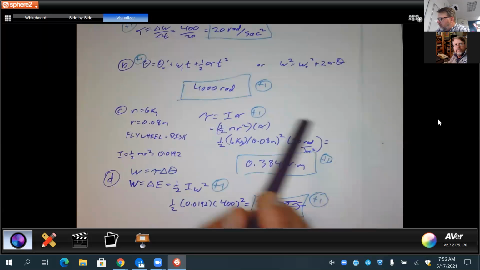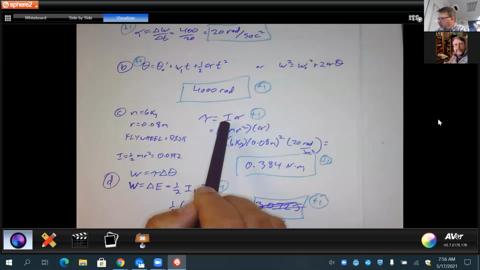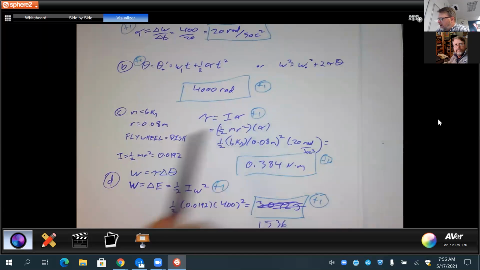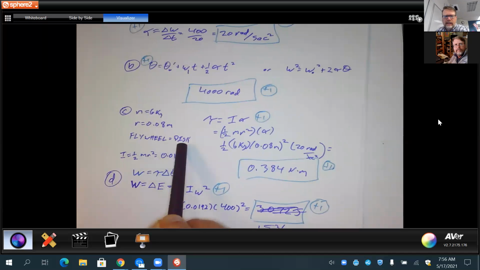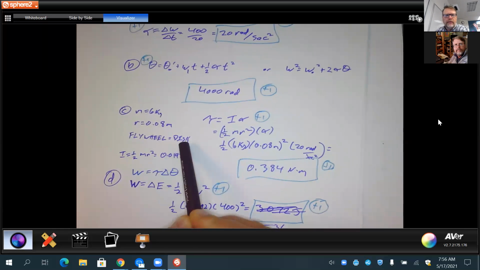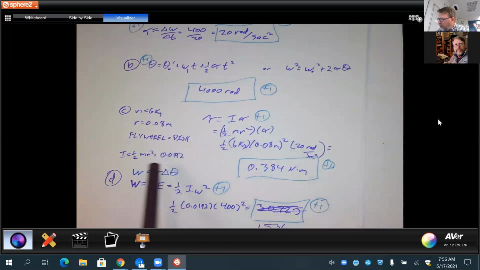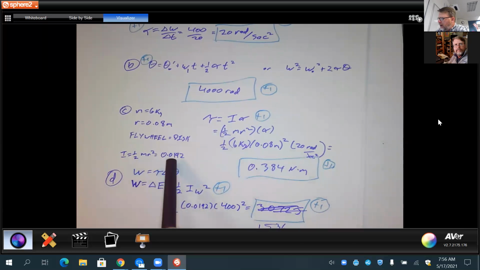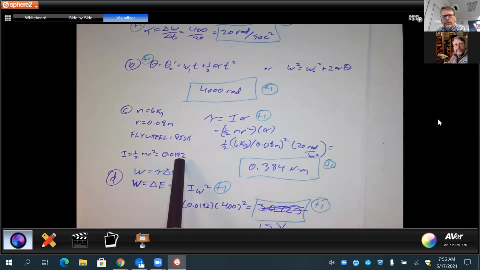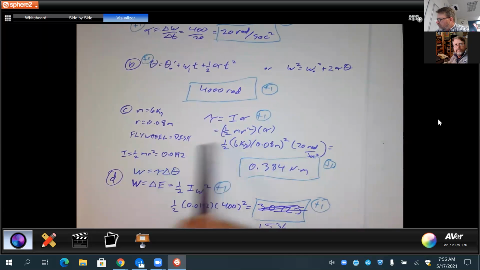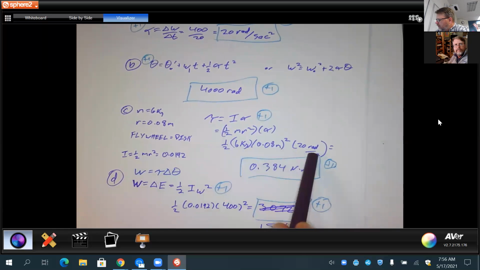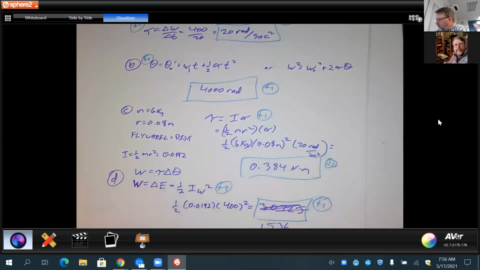Next up, what are we trying to find here? We're trying to find the torque. So we need to know the inertia and the acceleration. The flywheel is a disk. That's probably one of the biggest facts you need to pull from that. So then we're going to use the disk equation, and that'll give us our inertia. And then we plug everything in, and we got our answer.